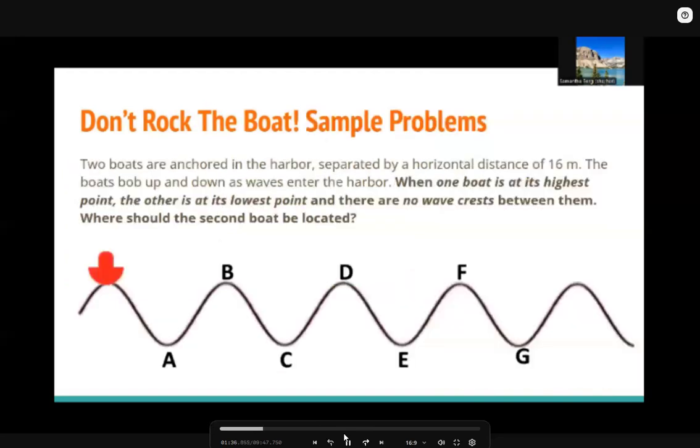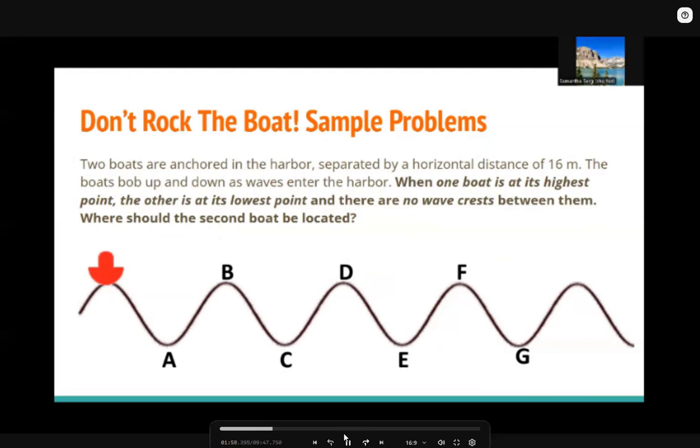So, Don't Rock the Boat sample problems. These are your first two problems on your worksheet that you got today. So do your best to follow along as we go. Half your points from this first assignment come from this front page. So this is a free 50% as long as you can follow along as we go. The way the scenarios are set up is it's always going to talk about two boats. And the first part is figuring out where the second boat goes.